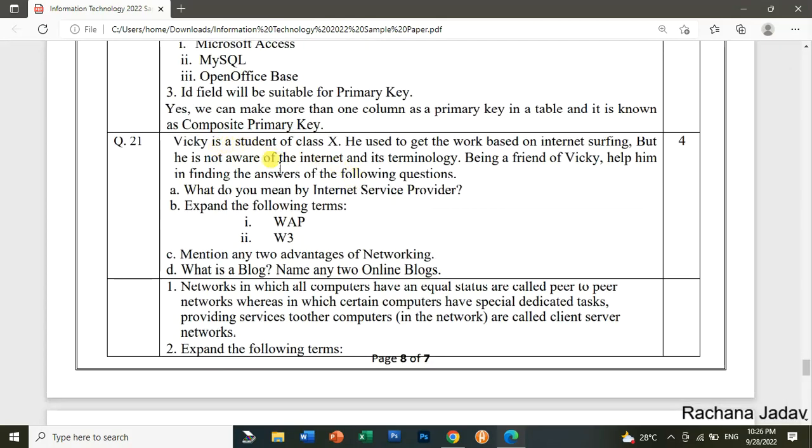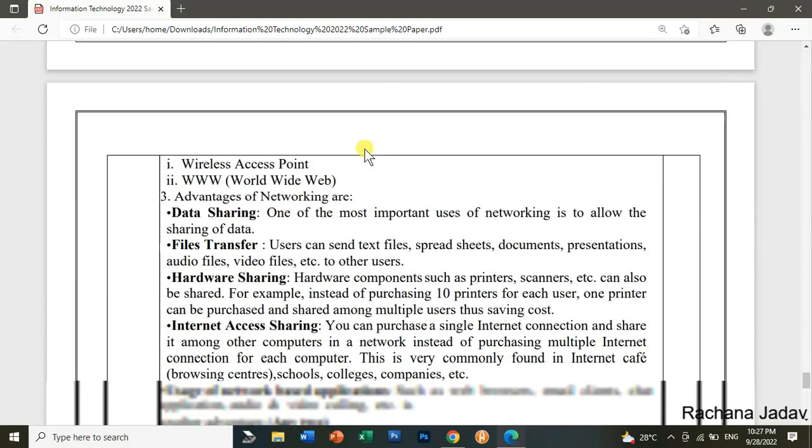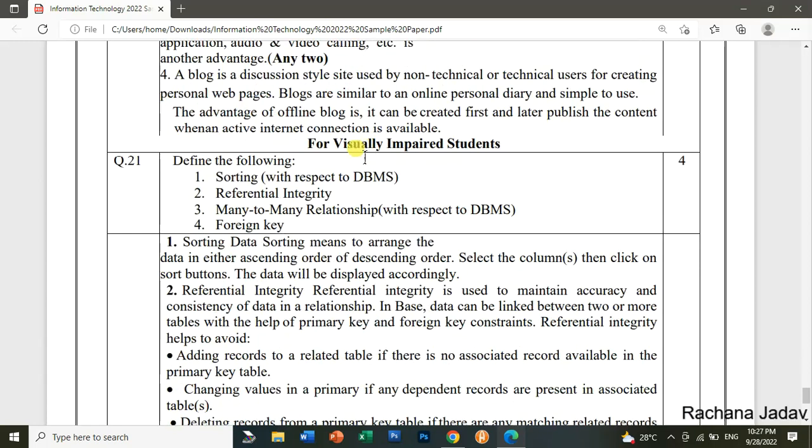Next is Vicky is a student of class 10. He used to get the work based on internet surfing, but he is not aware of the internet and its terminology. Again, here the terms come. Being a friend of Vicky, help him in finding the answers of the following questions. It's very easy, but yes, you have to read it carefully.